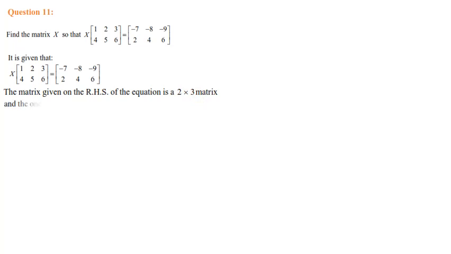The matrix on the left hand side also has 2 rows, first row and second row, and first, second and third columns, meaning 2 rows and 3 columns. The order is 2 by 3. That means X must have an order of 2 by 2. Only if X is a 2 by 2 matrix can we multiply this X and the matrix 1 2 3 4 5 6. So X must have a 2 by 2 order.